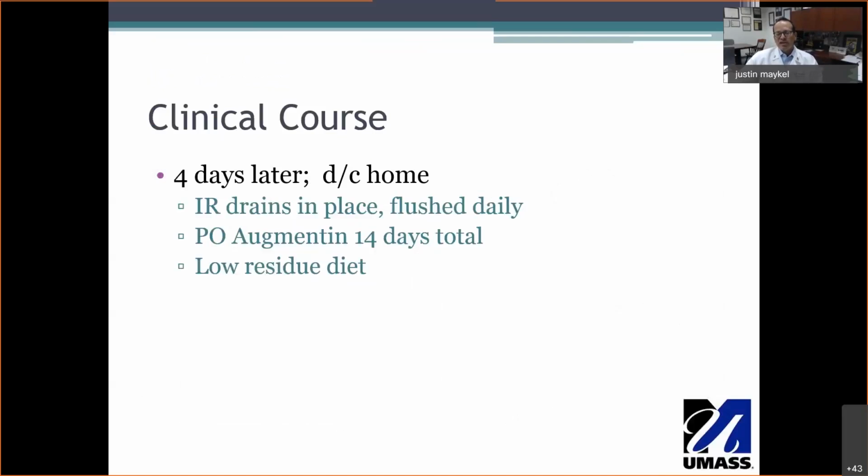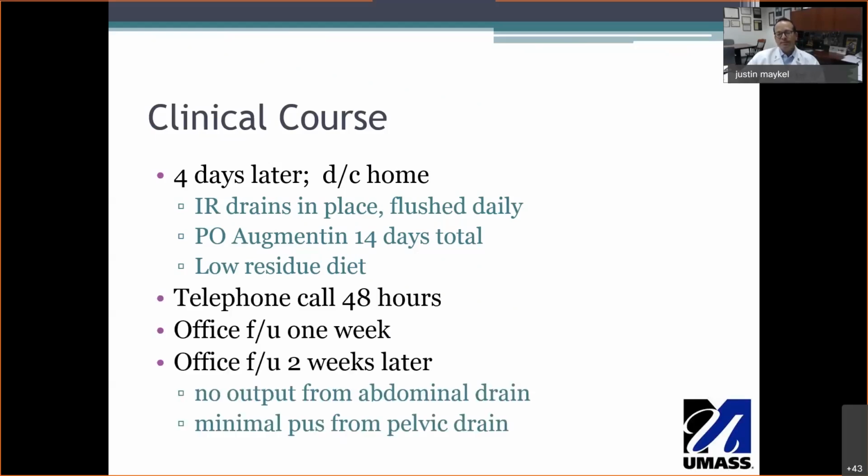So basically, we controlled the situation. We maintained the patient in the hospital. She slowly improved. Her white count normalized. Her tenderness resolved. Again, we had her on regular food, and after about 4 days after drain placement, we sent her home to complete a total of a 14-day course of oral antibiotics following drain placement.